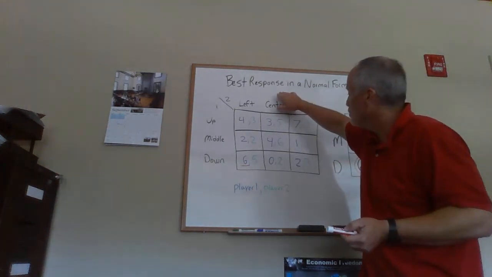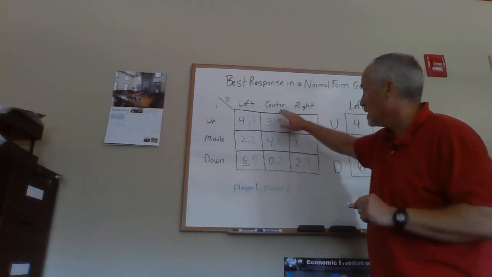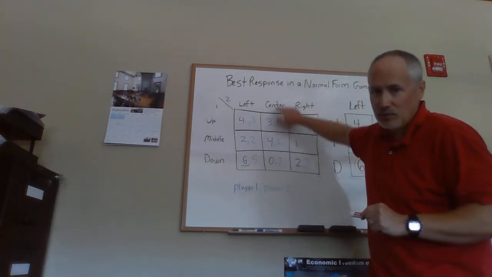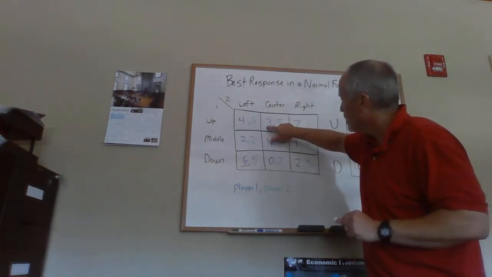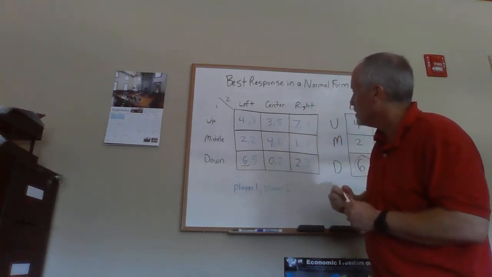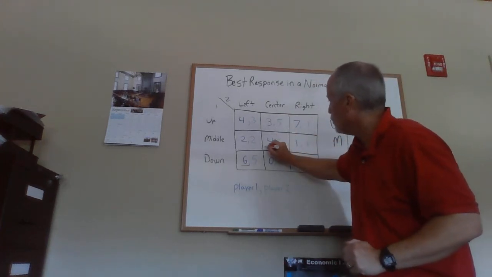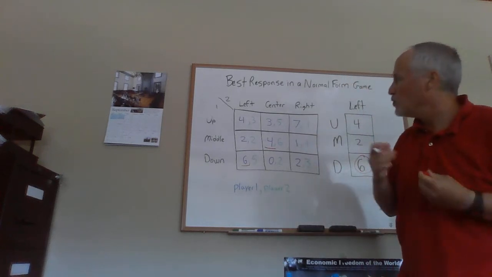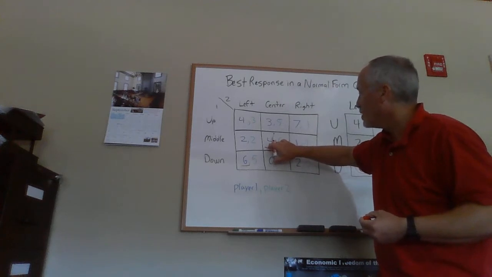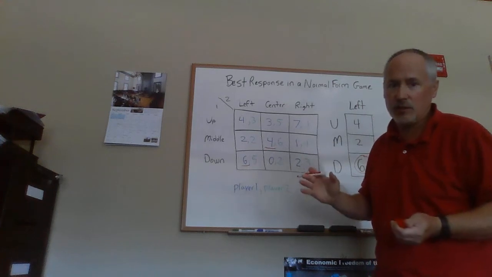If player 2 chose center, and somehow player 1 knew this, to think about their best response to center, they'd be in this column of the matrix, and player 1's payoffs are the first numbers, so you'd be comparing these numbers here. We see 3 versus 4 versus 0, and 4 is the highest payoff, so 4 would be player 1's highest payoff in response to center. Underline the 4 here, and that's telling us that middle would be player 1's best response to center.